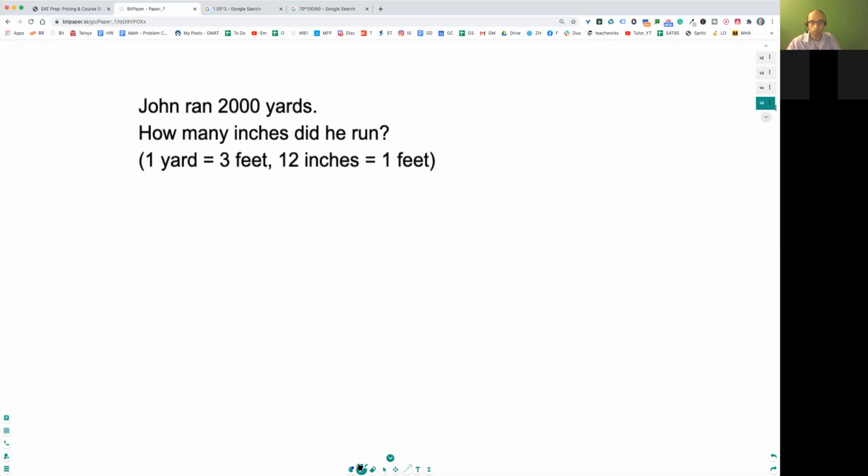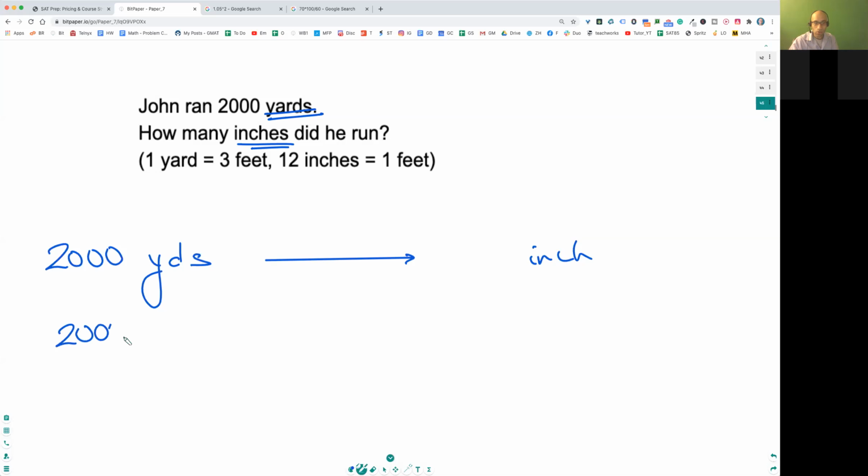What are you going to do? Okay, so you've got yards, right? So you want to convert. So read the problem carefully and think about it, but it's going to be right over here like this. 2,000 yards, right, has to be converted to inches. Okay, 2,000 yards is to be converted to inches. So what are you going to do? You're going to write down 2,000 yards, right? Then you put a line at the bottom and you do 1, okay?